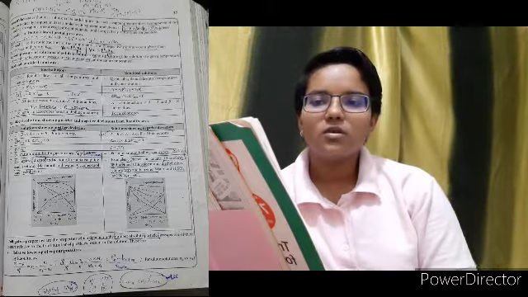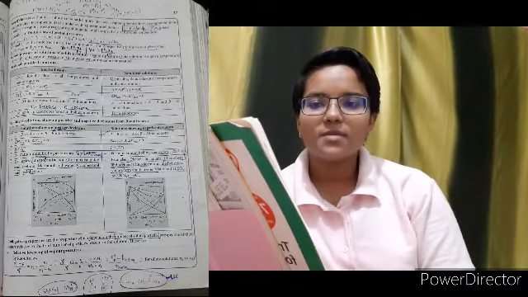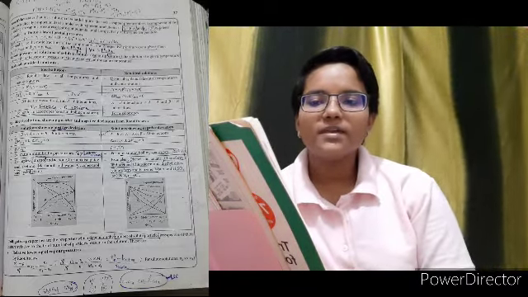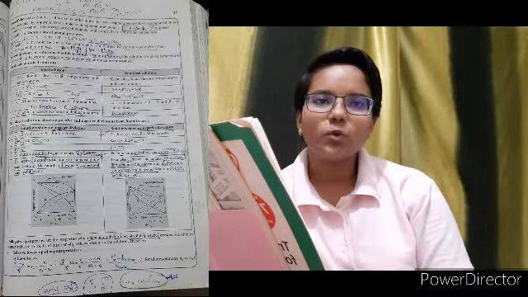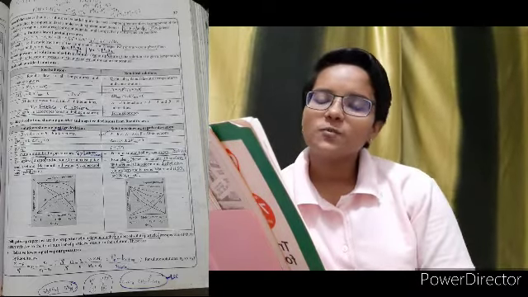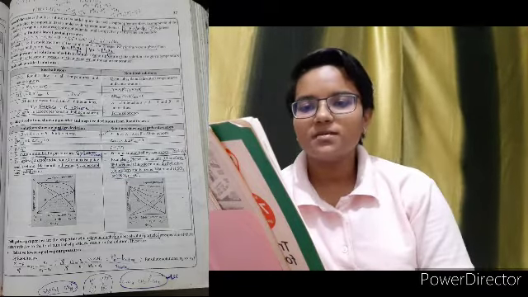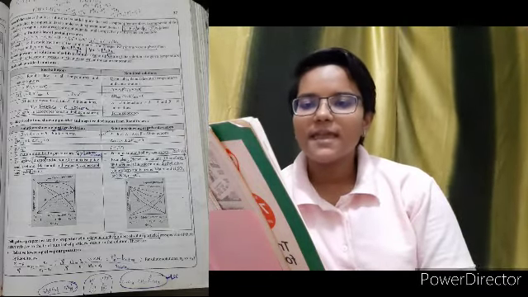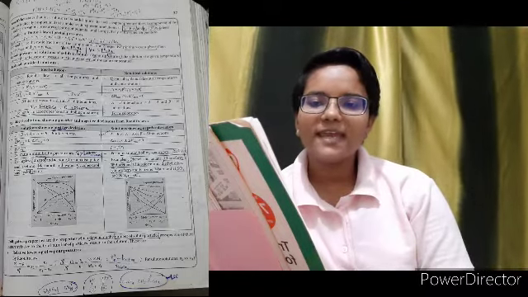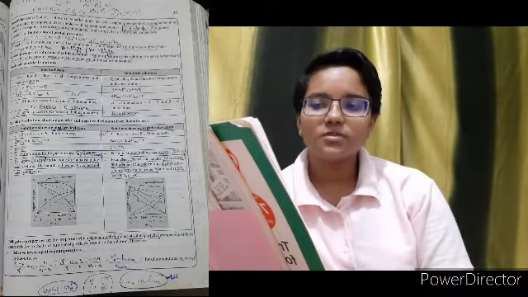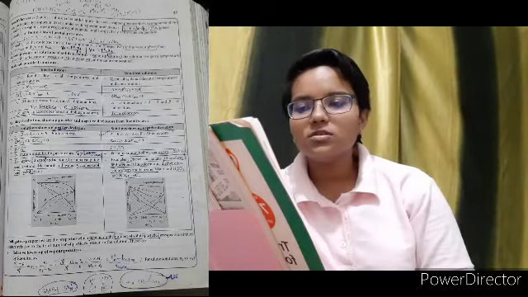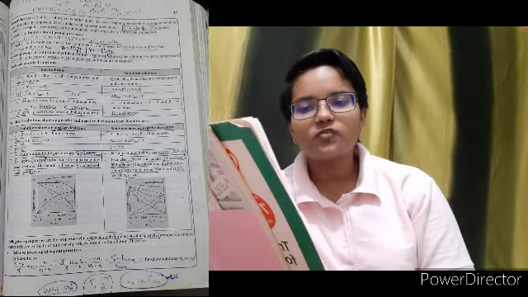Non-ideal solutions do not obey Raoult's law at all temperature and concentration, and P1 is not equal to P°1 x1 and P2 is not equal to P°2 x2. Delta H mix is not equal to 0, delta V mix is not equal to 0. AB interactions are not equal to AA and BB interactions. Non-ideal solutions form azeotropes. Non-ideal solutions show positive and negative deviations from Raoult's law.